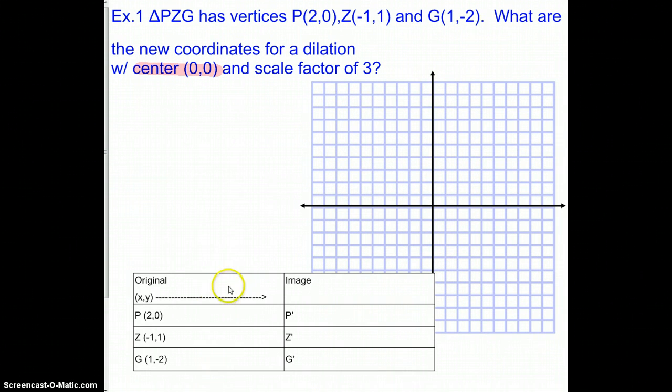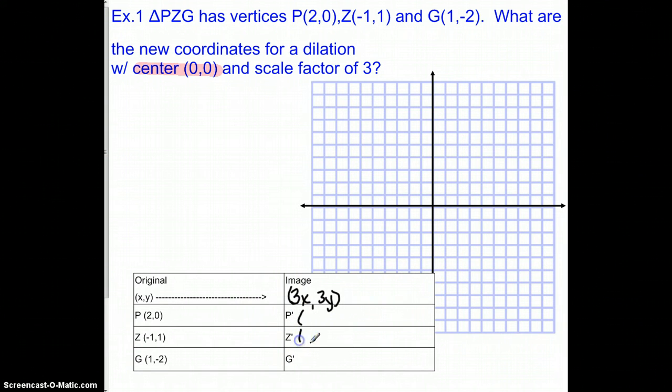So let's actually take a look at a table here. I've paused for a minute and made a table with our original points and our image. Now remember, whenever we've set these tables up, it's important to do the table first and then graph. So we're going to do the same plan here. On this one, if I want a scale factor of 3, that means that for the image, I'm going to have to multiply both x and y by 3.